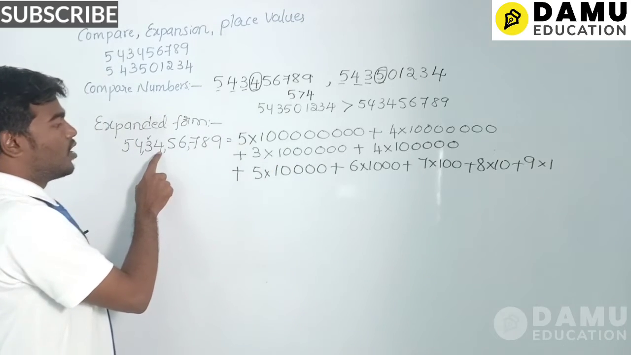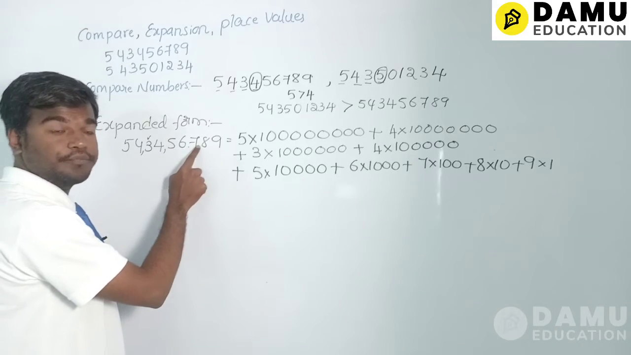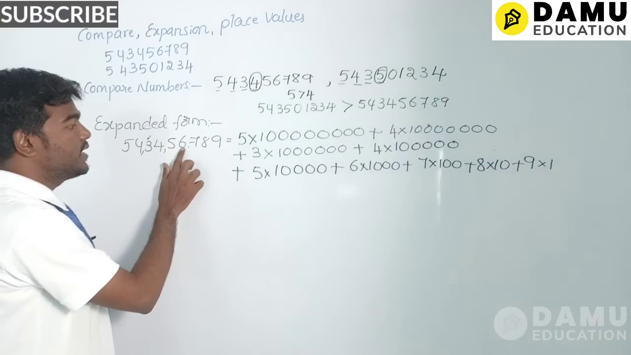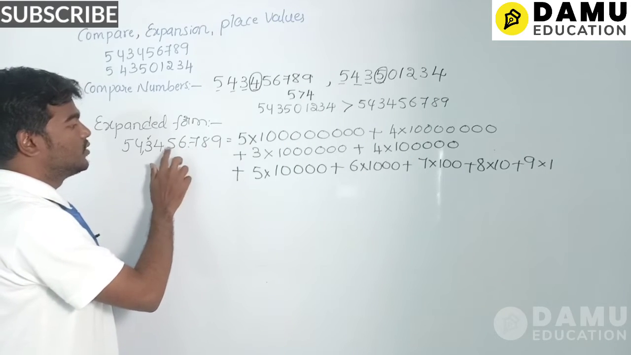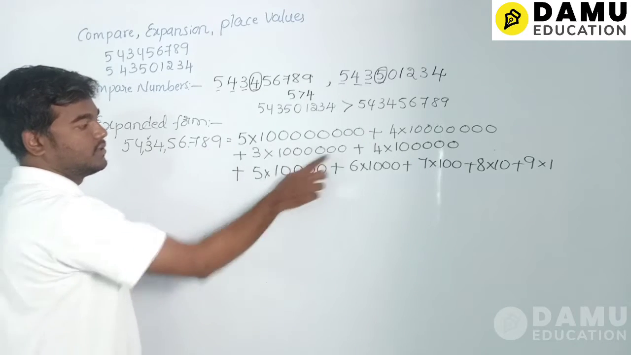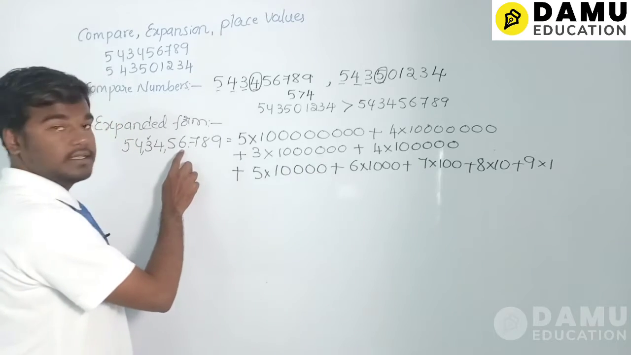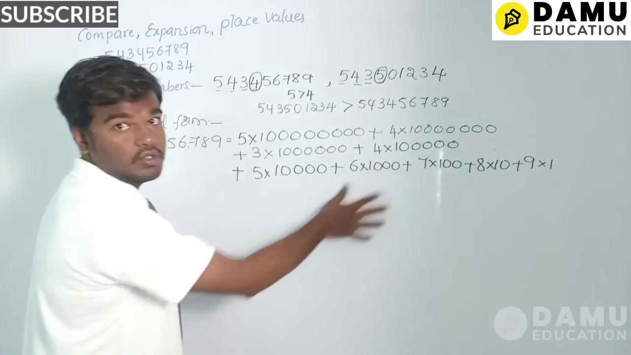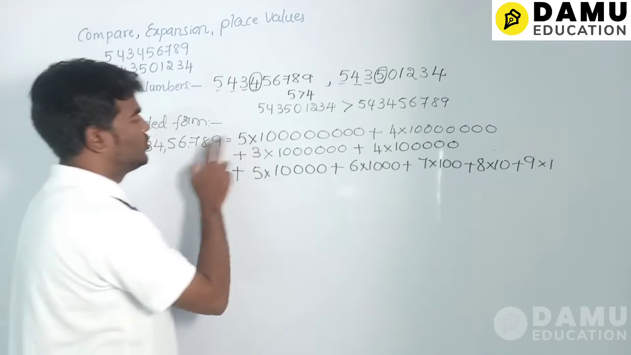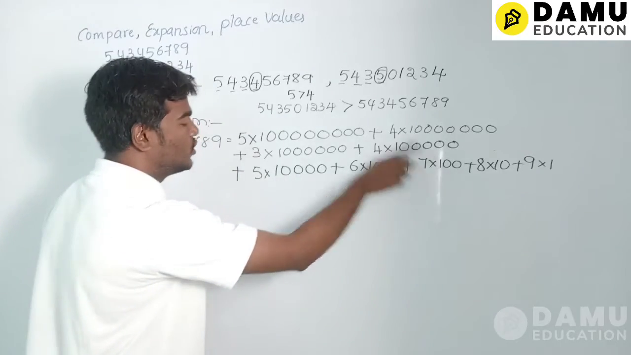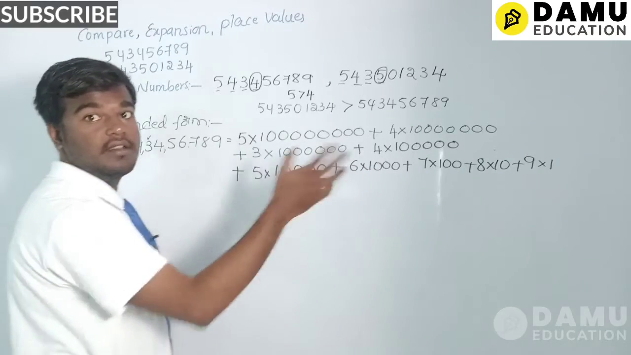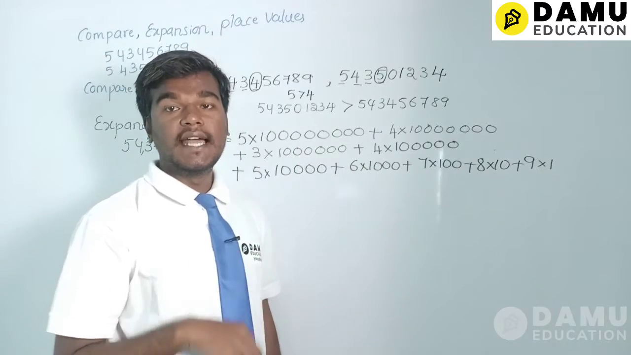Next for 4, how many right side digits? 5. So for that, 5 zeros. Then 6, how many are there? For 5 again, here 4 places. 5, 4. Next 6, right side 3 digits are there, so for that many zeros you can take. 7, 2 places only, for that 2 zeros. 8, only 1 place, for that only 1 zero. 9, there is nothing, for that only 1 we are added.